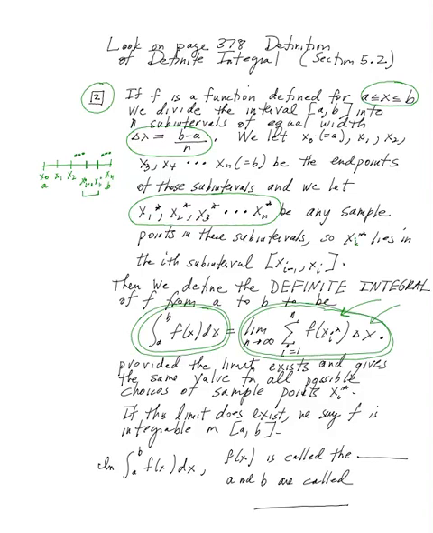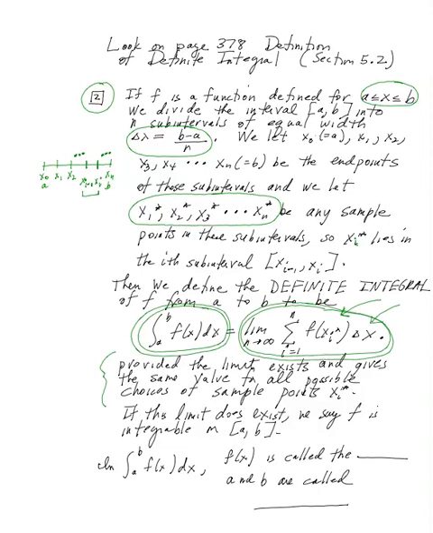So provided this limit exists and gives the same value for all possible choices, in Cal 1 we don't have to worry about that because we're going to use continuous functions on our closed interval AB, and so it really won't matter if we do use left-hand endpoints, right-hand endpoints, we'll get the same value when we take the limit. Okay, if the limit does exist, we say the function is integrable on AB.